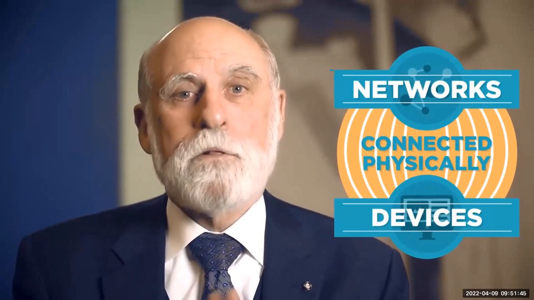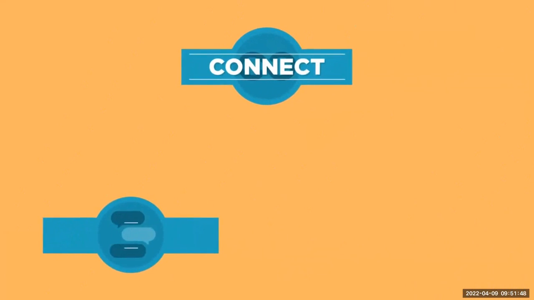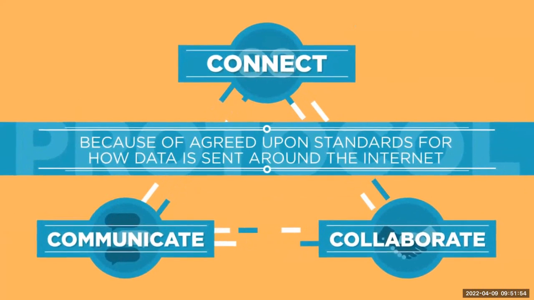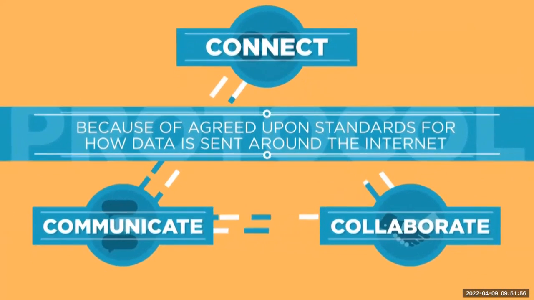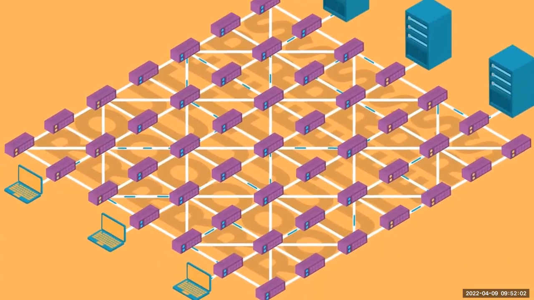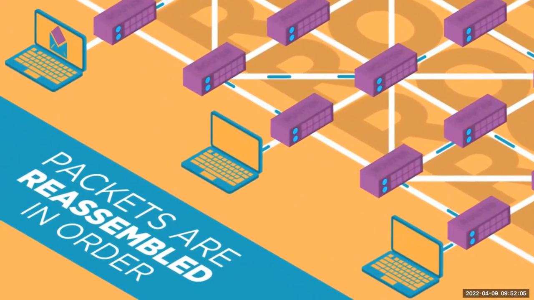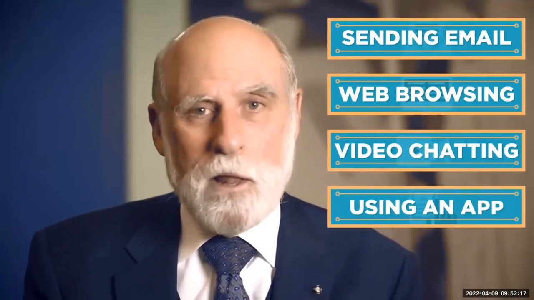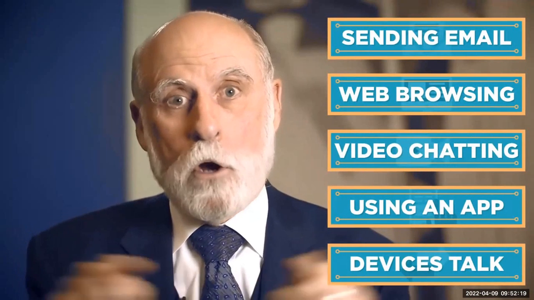The internet is made of hundreds of thousands of networks and billions of computers and devices connected physically. These different systems that make up the internet connect to each other, communicate with each other, and work together because of agreed upon standards for how data is sent around on the internet. Computing devices or routers along the internet help all the packets make their way to the destination where they're reassembled if necessary in order. This happens billions of times a day, whether you and others are sending an email, visiting a web page, doing a video chat, using a mobile app, or when sensors or devices on the internet talk to each other.